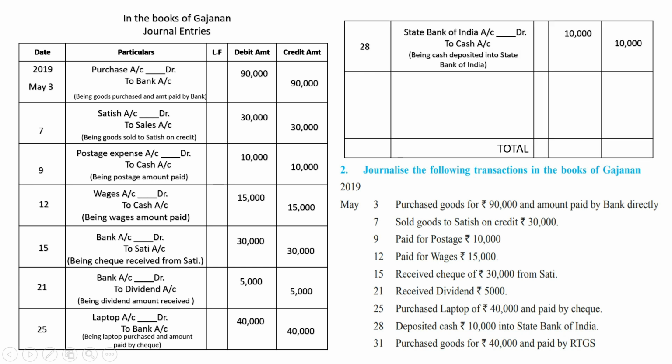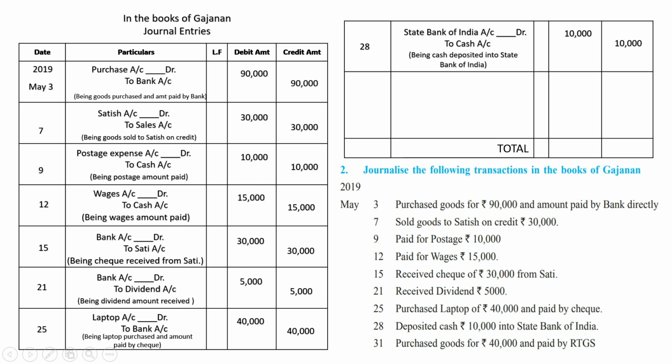So journal entry will become State Bank of India account debit to cash account 10,000, 10,000, and in narration you will write being cash deposited into State Bank of India. Right. Now we will talk about transaction dated on 31st May. क्या दिया है देखो, purchased goods. Again, name of the goods is not given.